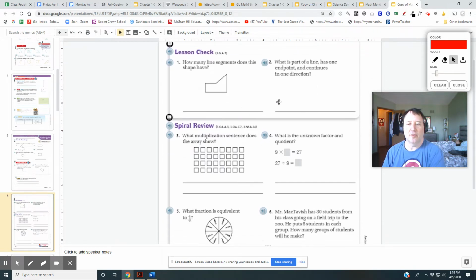Okay, so now we're on the practice. How many line segments does this shape have? 1, 2, 3, 4, 5. What is part of a line that has one endpoint and continues in one direction? That would be a ray.